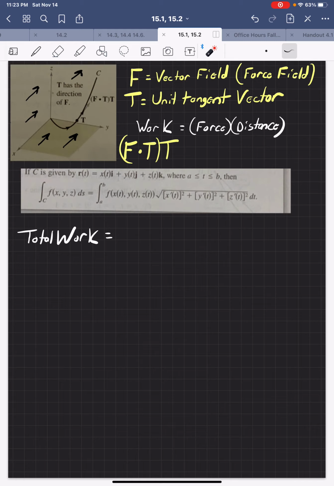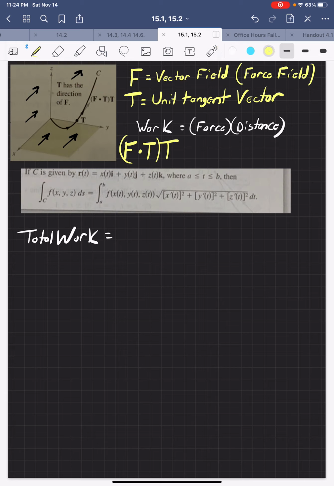Now, let's just recap. This is the definition of line integrals that we've been using for a curve in space. And just notice that you have your force field, and then you have force times distance, right? This is your force. This is your distance. Work is just force times distance, and this is your accumulation. Okay?